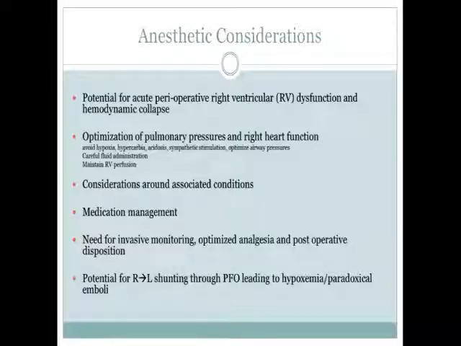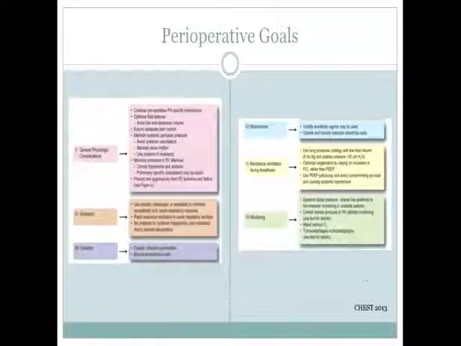I've touched on this a little bit. We've touched on some of the anesthetic considerations while talking about other things, but another one is the potential for right to left shunting if there's a PFO, which can lead to hypoxia and paradoxical emboli intraoperatively, and that hypoxia can worsen your PVR and cause a dangerous cycle there.